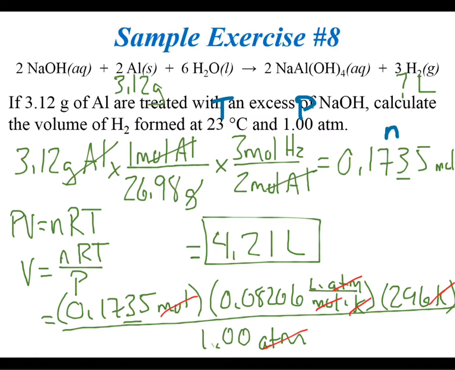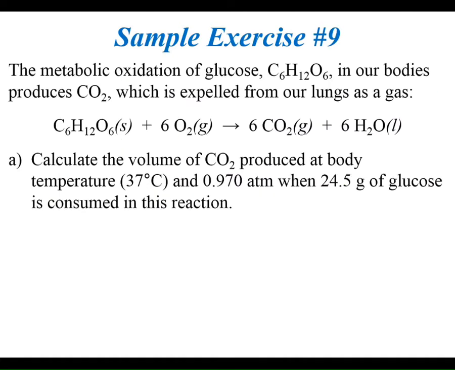Okay, so we're kind of tying things together, right? We're tying the last chapter in with this chapter, bringing it all together here. Okay, your turn. Why don't you try number 9? This is for metabolism of glucose in your body. Here's the reaction. What volume of carbon dioxide would you produce at a body temperature of 37 degrees Celsius, a pressure of 0.970 atmospheres, when you metabolize 24.5 grams of glucose? So 24.5 grams of glucose gives you what volume of this?